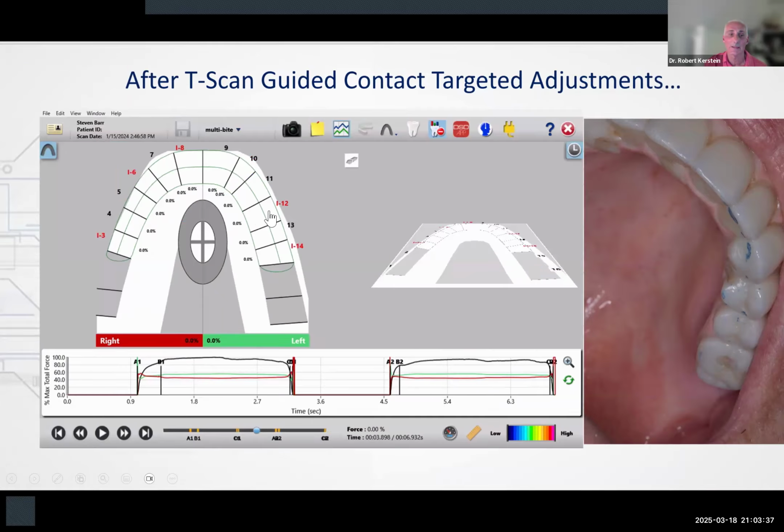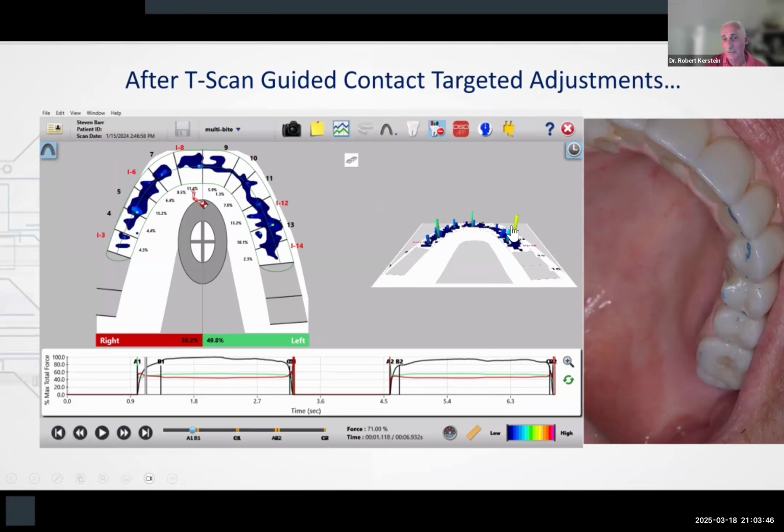So when you get to the end, and you've seen it now a number of times, the center of force is going to crawl down the middle, and everything is going to maintain itself as low to moderate force. Although this contact is a little too forceful. Again, the T-scan showing you could do a better job.